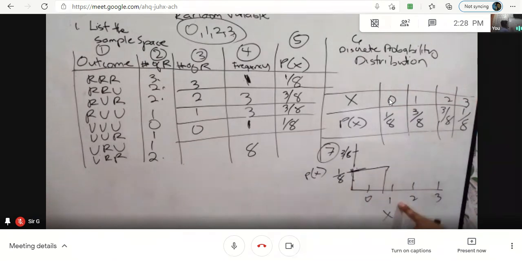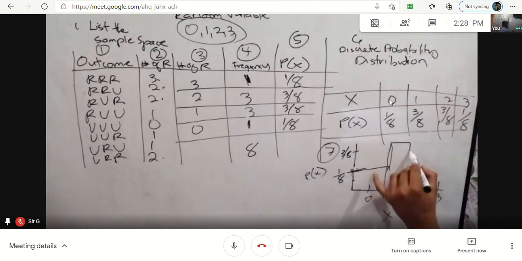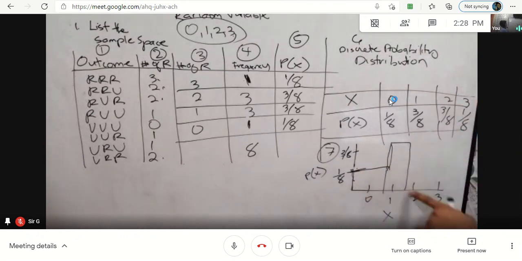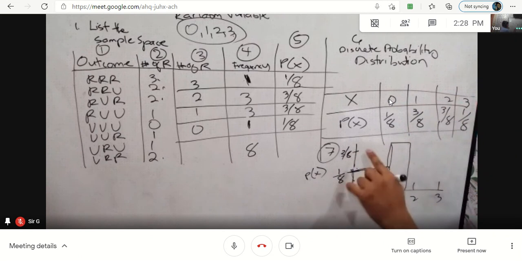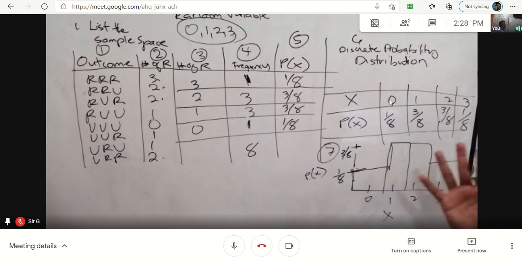Yung 1 naman, ang katapat niya is 3 over 8. Ang 2 naman, katapat niya is 3 over 8. So, kunwari nasa 3 over 8 yan. Okay natin dito para pumantay. And also, yung 3 naman sa 1 over 8. So again, kung mapansin natin yung number natin nasa gitna lagi ng graph. Kasi ganun po lagi ang histogram. So, yan lang naman. So, tingnan nyo na lang example. Sundan nyo lang naman to.